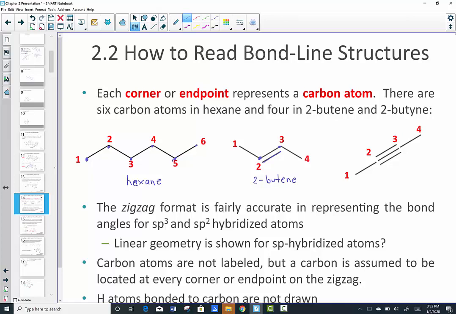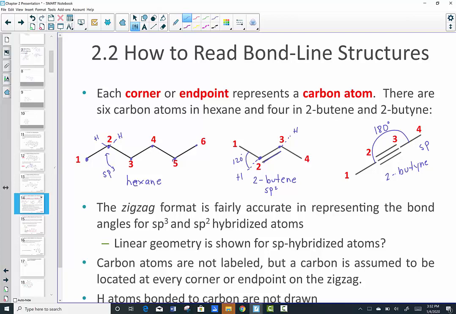And here we see an alkyne, so this is what we call 2-butyne, which has a triple bond. Notice we learned that this is 180 degrees for an sp carbon. Even though this isn't written, we know there's a hydrogen there, and we know there's a hydrogen there. So this would be 120 degrees with an sp2. And even though they're not written, we know they're there. There's hydrogens here. This becomes an sp3 tetrahedral.